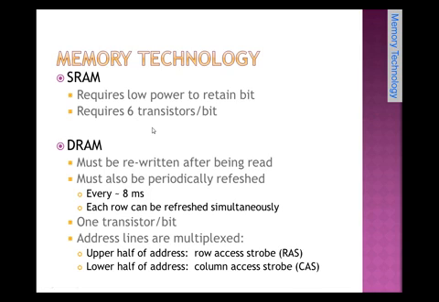RAM is divided into two parts: static RAM and dynamic RAM. Static RAM requires low power and 6 transistors. Dynamic RAM must be refreshed on a periodic basis, within 8 microseconds, and must be rewritten after being read. It needs 1 transistor per bit, whereas static RAM requires 6 transistors. Then address lines are multiplexed.